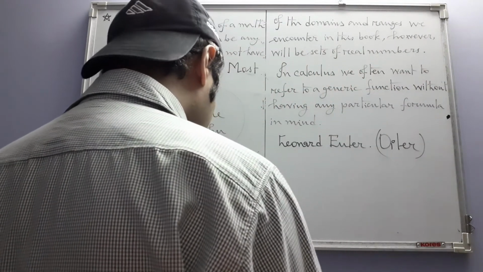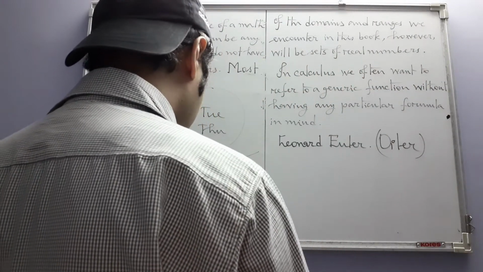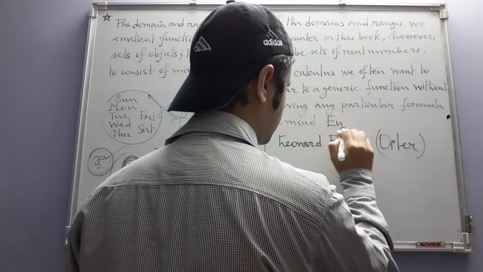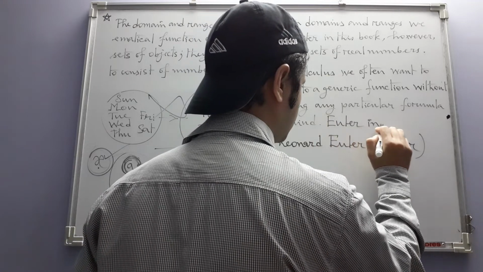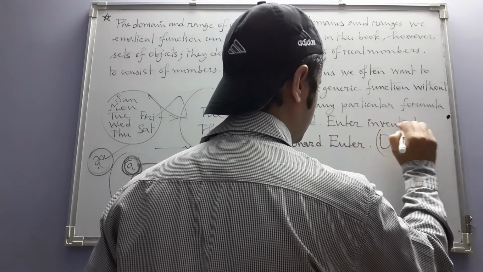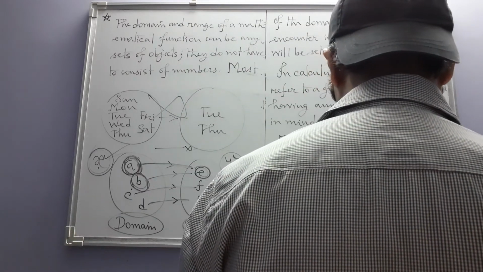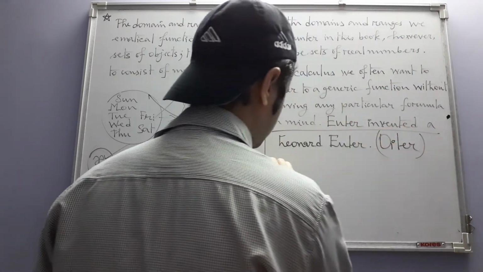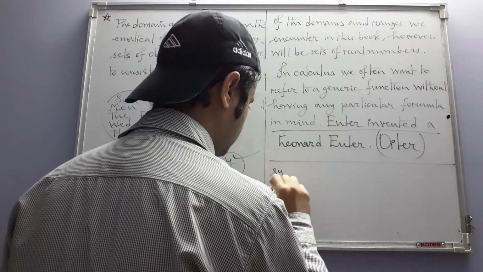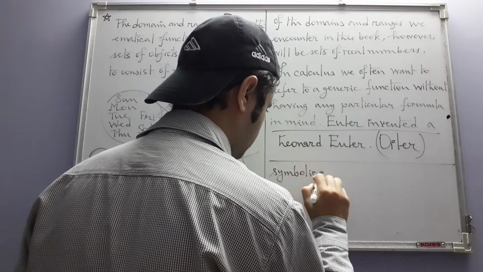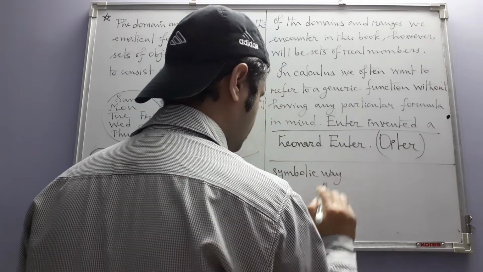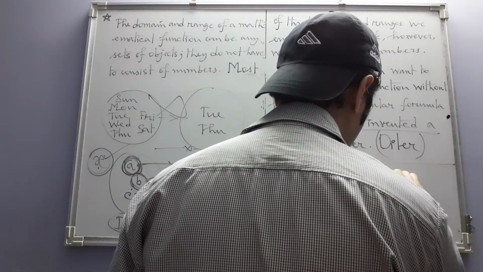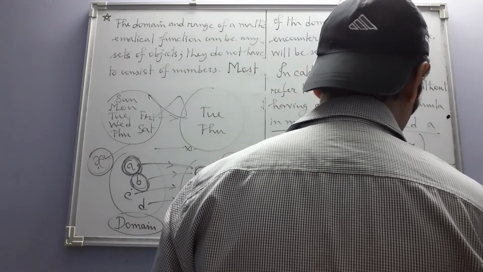And the way of expressing that y is a function of x is this. Euler invented a symbolic way to say y is a function of x.